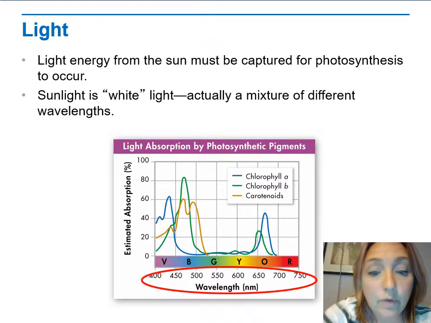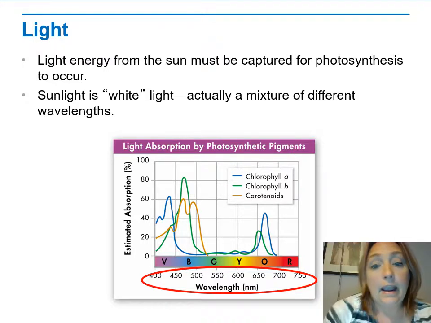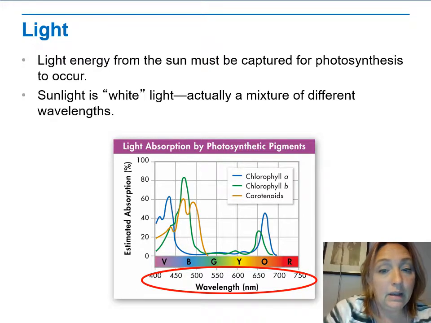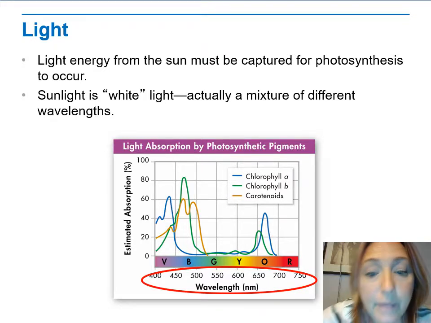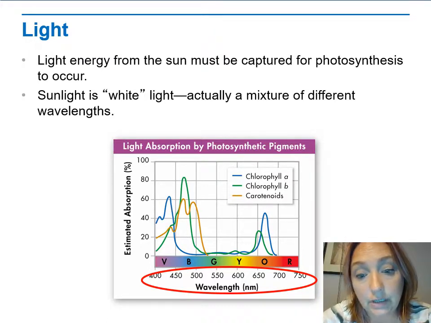These different wavelengths have different sizes, and the different pigments that are present in the leaf will be able to absorb those different wavelengths, those different energies of the light.